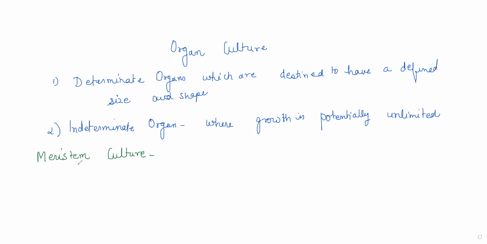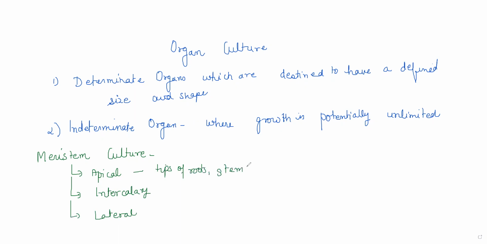So within meristems there are three types: apical, intercalary, and the last is the lateral. Apical is found at the tips of the root, stem or branches. So its major role is to increase the length of the plant.